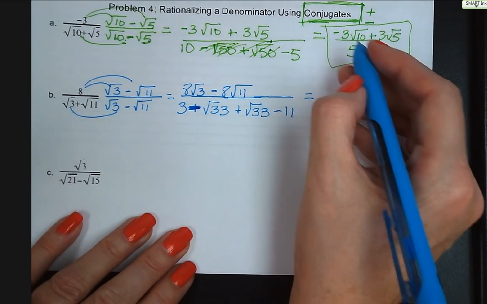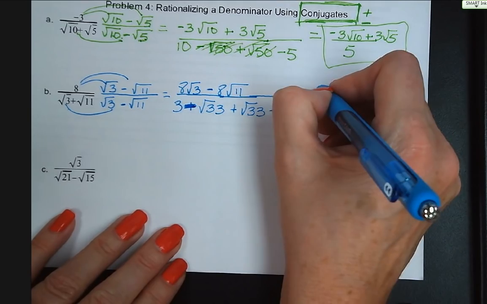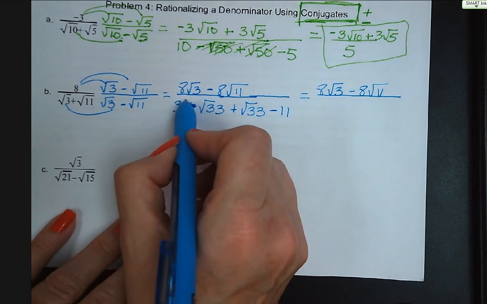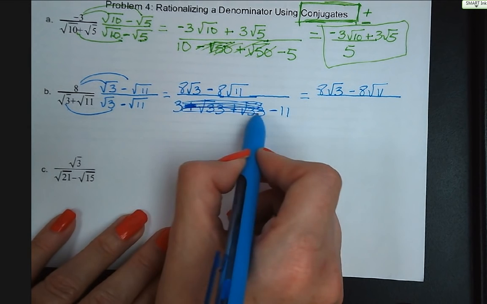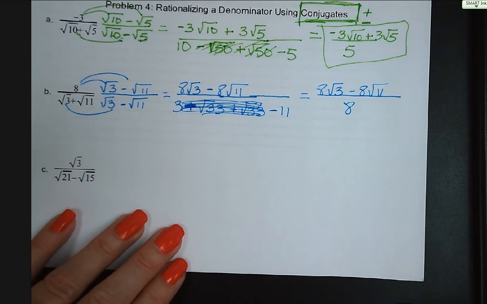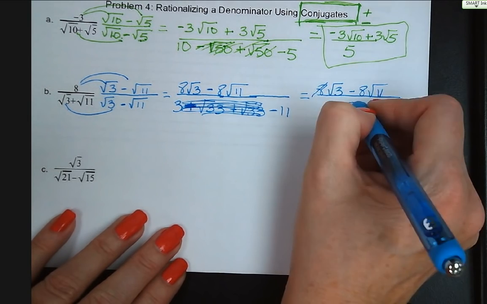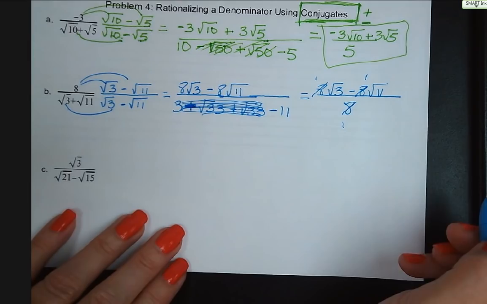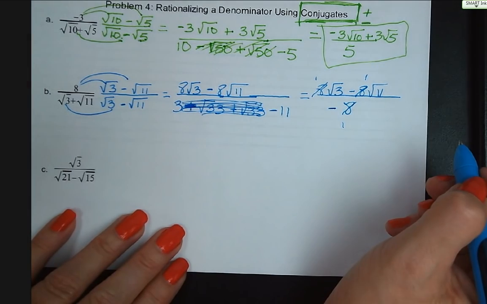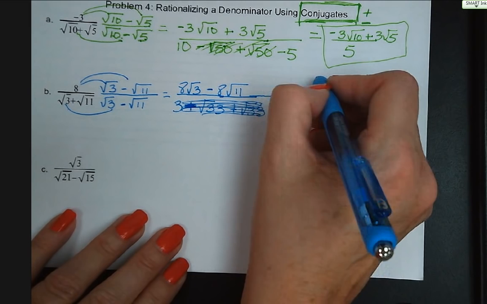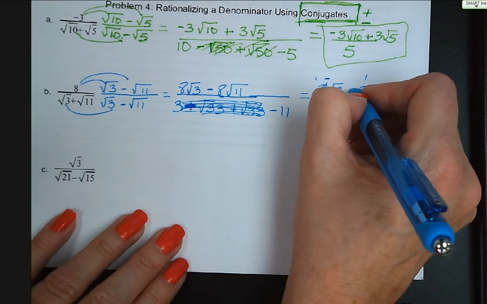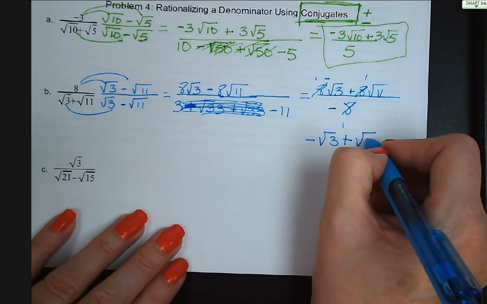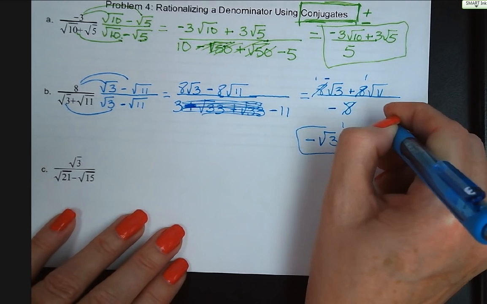So we have 8 root 3 minus 8 root 11 over, the middle section cancels out, 3 minus 11 is negative 8. Don't forget it was a negative 8 in the denominator. So we get negative root 3 plus root 11. So you should always be looking to see if there are factors that you can cancel out.